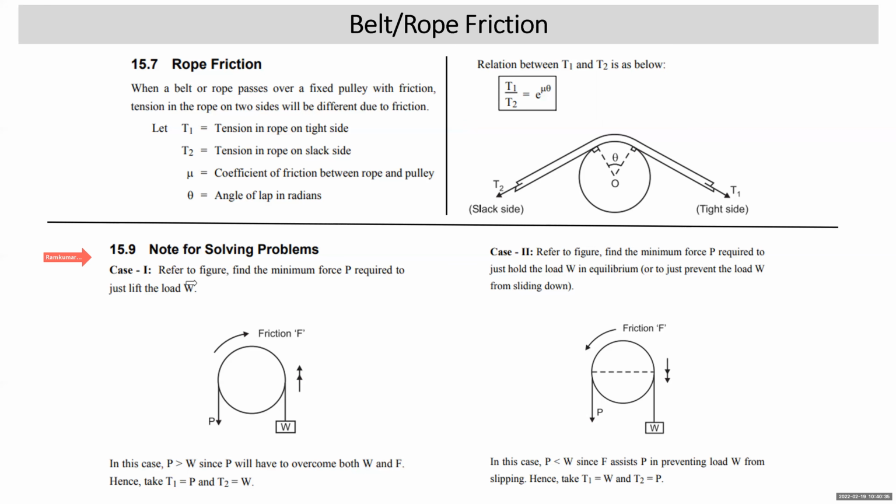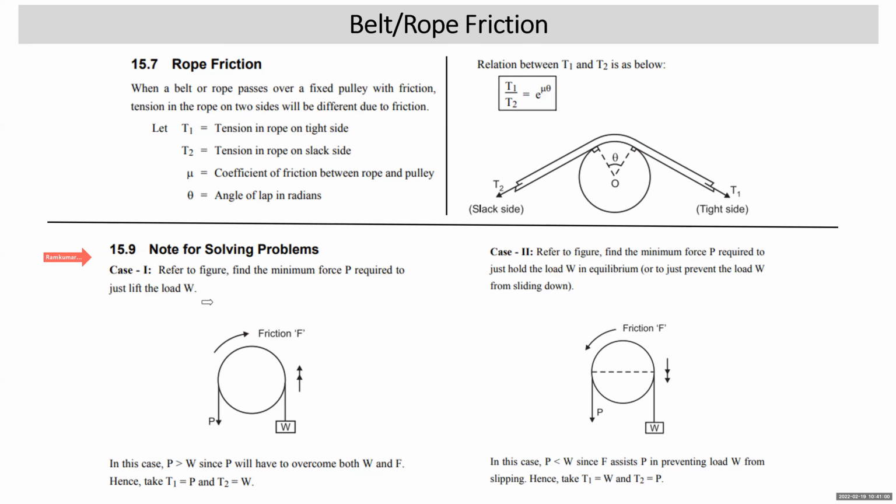Note for solving problems. Refer to the figure. Find the minimum force P required to just lift the weight W. Now you can see that this is a friction pulley. Here on one end of the rope, a weight W is attached. On the other side, P is the minimum force required to start pulling it up, just to lift it. In that case, friction will be acting in the opposite direction, right? So the value of P will be greater than W.